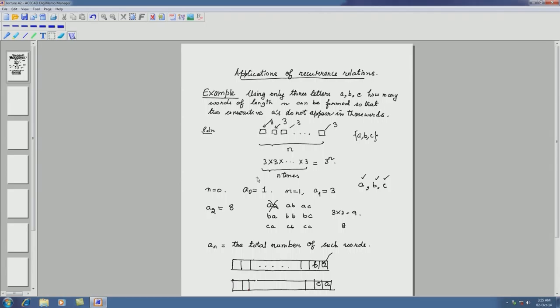So, now let us count the positions. This is position number 1, this is position number 2, and so on. This is position number n minus 2, this is position number n minus 1, and this is position number n. Similarly, here this is position number 1, this is position number 2, and we move up in this way, and then ultimately we arrive at position number n minus 2, position number n minus 1, and lastly position number n.